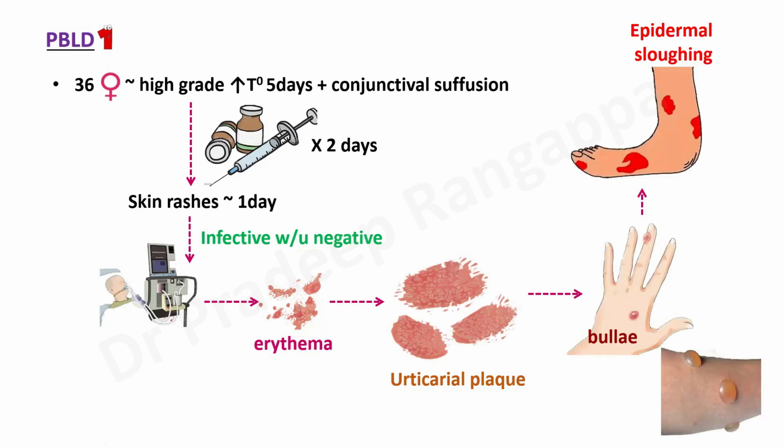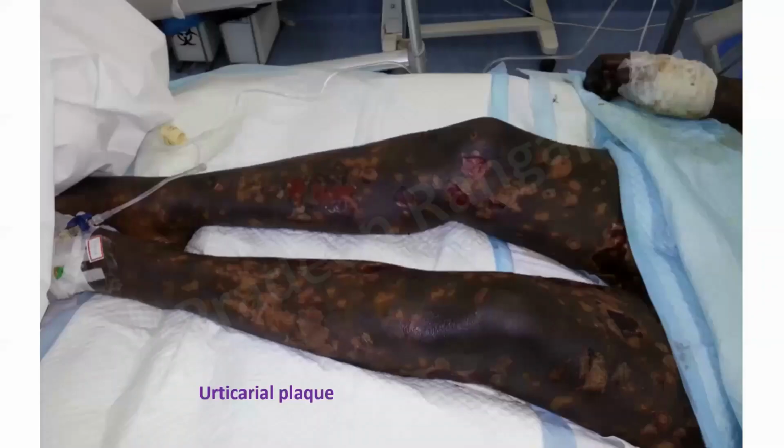Then they start sloughing, and there is epidermal sloughing that happens. This is the phase where they go into septic shock, multi-organ failure, and secondary infection sets in, because a lot of the skin surface, the epidermal surface, is sloughed off. There is an open, exposed dermal surface, and that's where they are at a high risk of infection. So this is our patient, where you can see the extent of skin involvement.